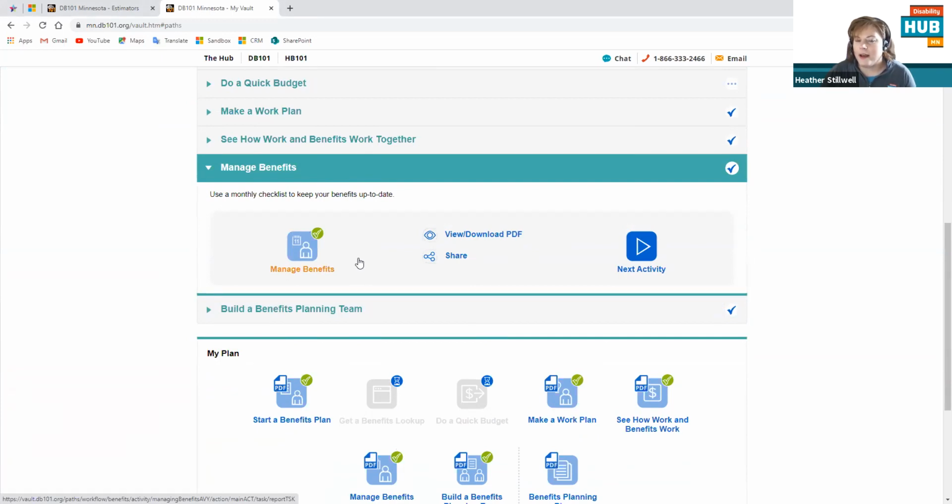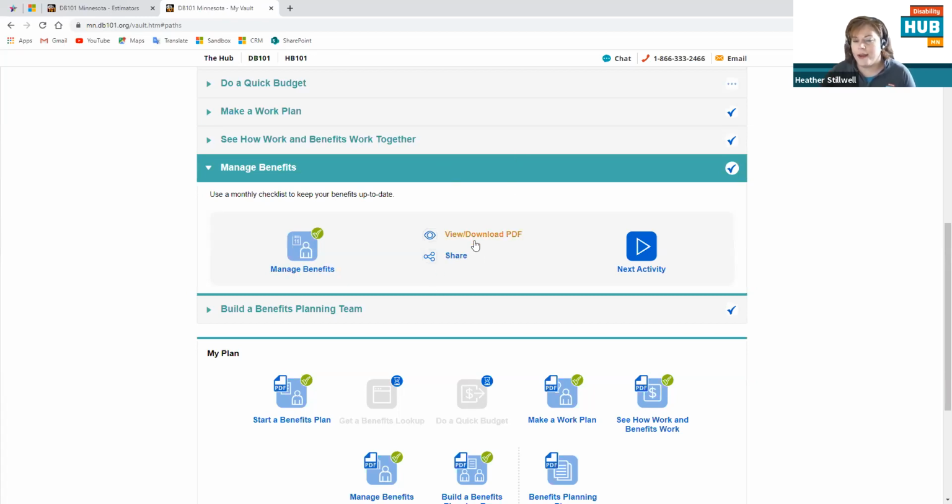It will create a list for people about what they need to do each month, which includes information about when and how to report your income to Social Security, the county, or any other type of benefit you're receiving. It gives you a checklist each month that you can look at and say, okay, I need to report my income to Social Security by the 6th of the month, or I need to update the county because my income has changed. That information is reported in the benefit activity as well.